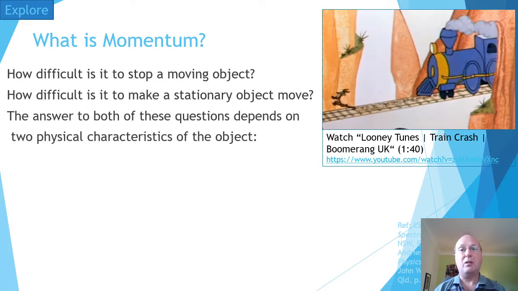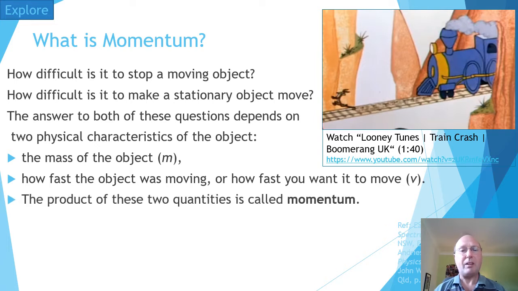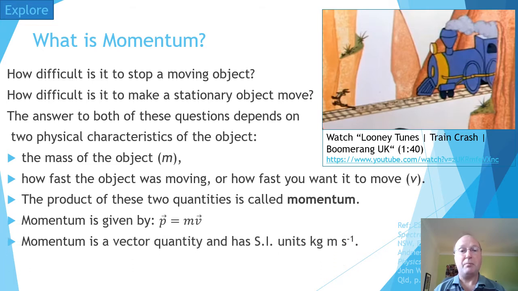The answer to both these questions depends on two physical characteristics of the object. Firstly, the mass of the object, m, and secondly, how fast the object was moving, or how fast you want to make it move, v. The product of these two quantities is called momentum, and momentum is given by p equals mv. Please note, p is a vector and v is a vector. Also note, p has no relationship to the word momentum, but we need to learn that this is the variable that is used for momentum. Momentum is a vector quantity and has SI units kilogram metres per second.